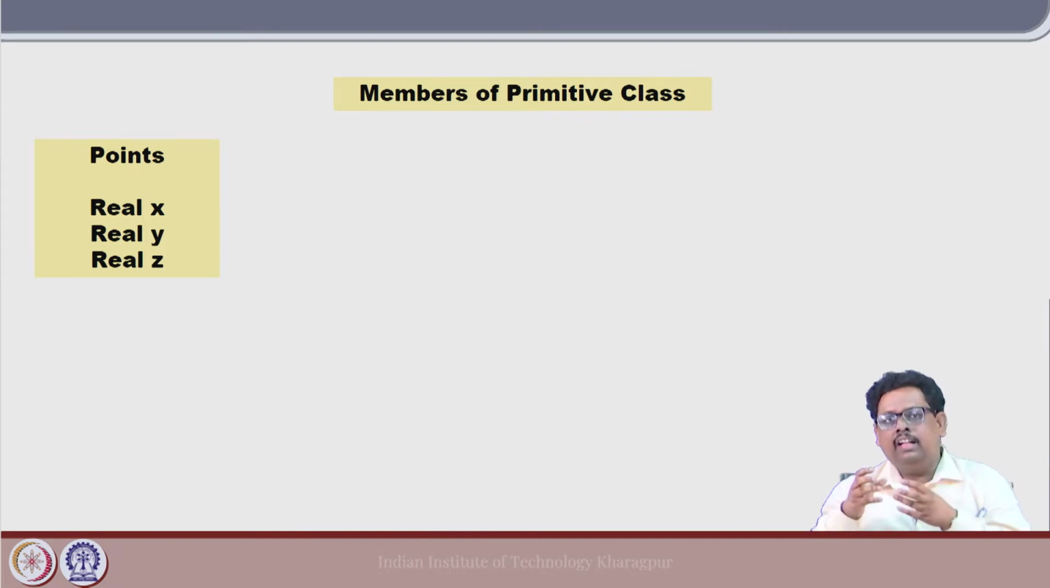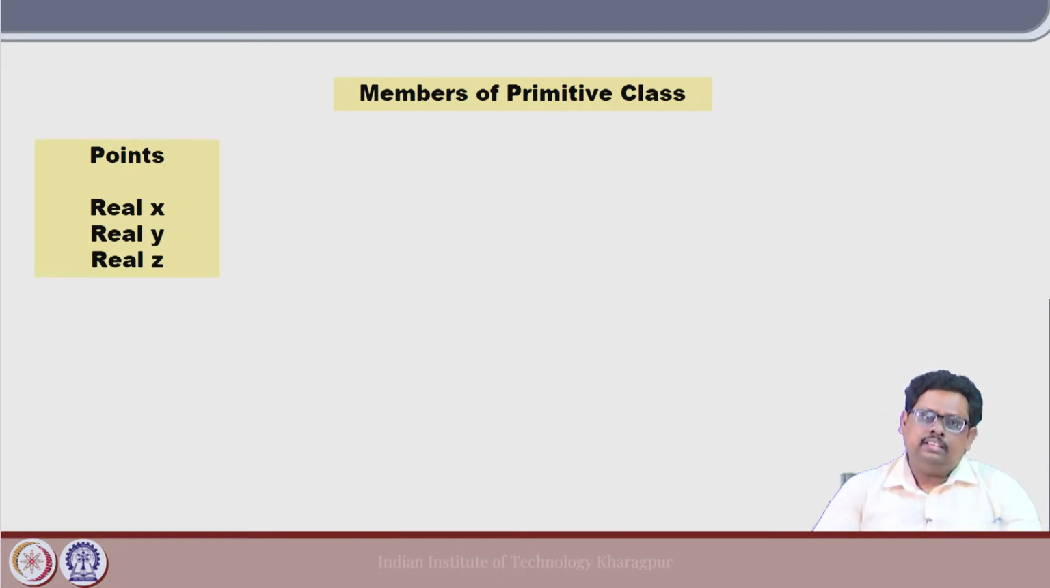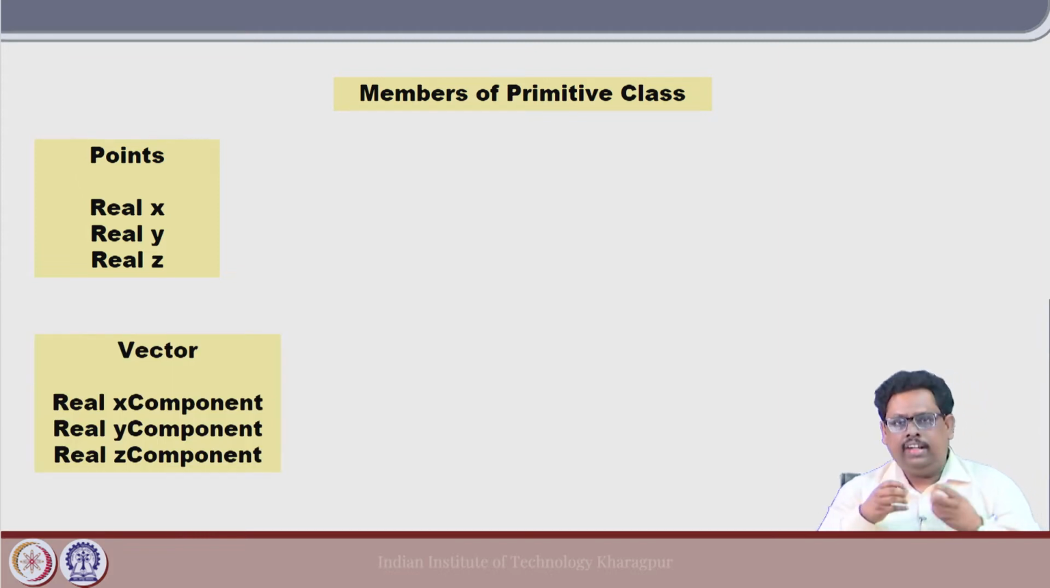Again, we really do not use any such sophisticated structured members in the primitive classes. So, these are the members for the points, definitely. Now, again the vector, definitely it is again a real number, which is the x component of a vector, then the y component of the vector and the z component of the vector. So, this is the member of the class vector.